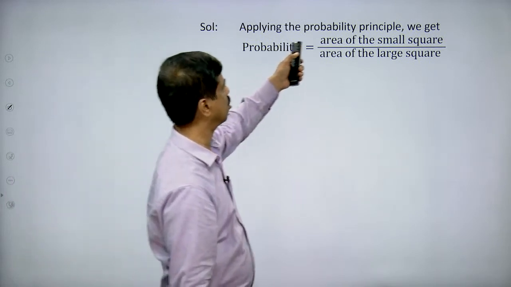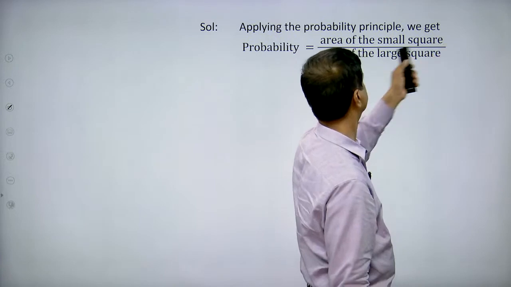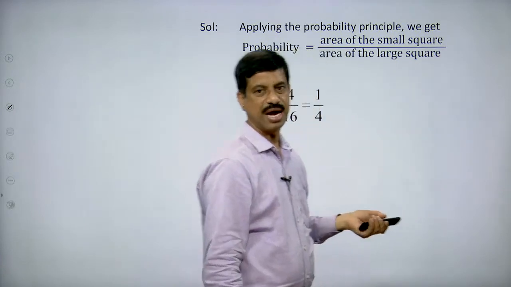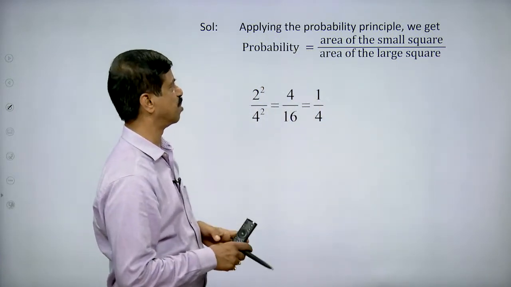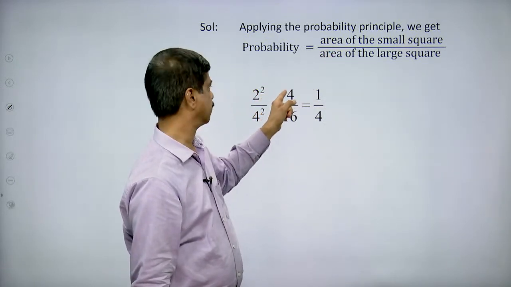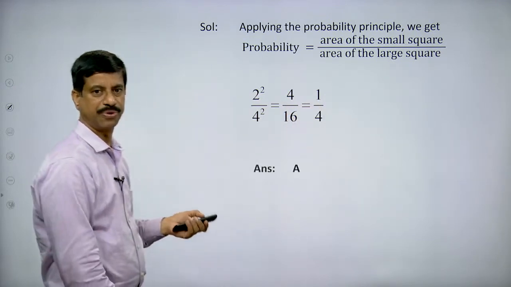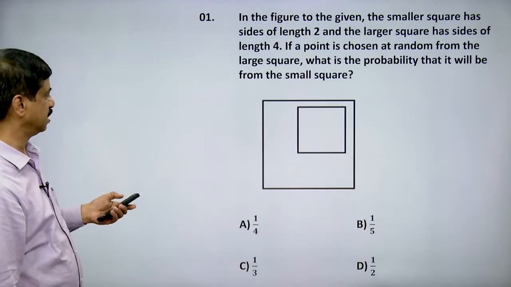Right, children? Applying the probability principle, probability is equal to area of smaller square by area of larger square. So what is the area of the smaller square? 2 squared. Area of larger square is 4 squared. So that is 4 by 16, which is 1 by 4. Right, children? So option A should be the answer.